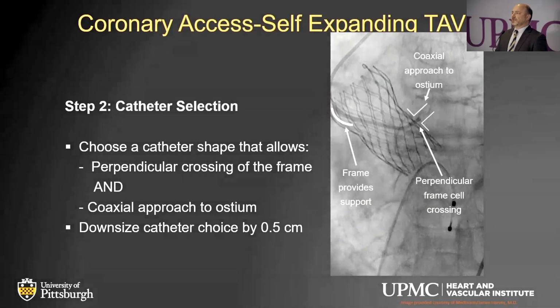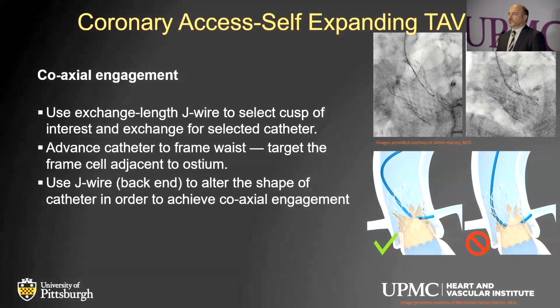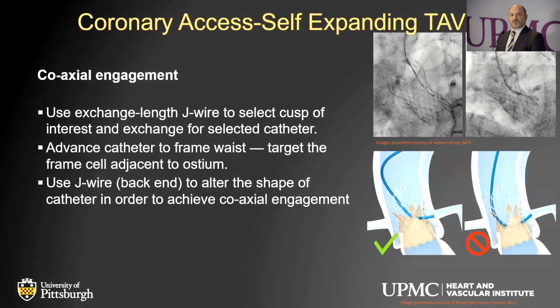For catheter selection, the simple rule of thumb is to go 0.5 smaller than what you would use for your regular approach. You want to get as perpendicular on the frame as possible. To achieve that, you exchange the pigtail that allowed you to get inside the frame for your guide catheter, and advance the catheter to the frame waist and use the J-wire. This is a trick that we've been using a lot more: the back end of the J-wire, to change the curvature of the catheter so that it allows you to get to where you need to go.